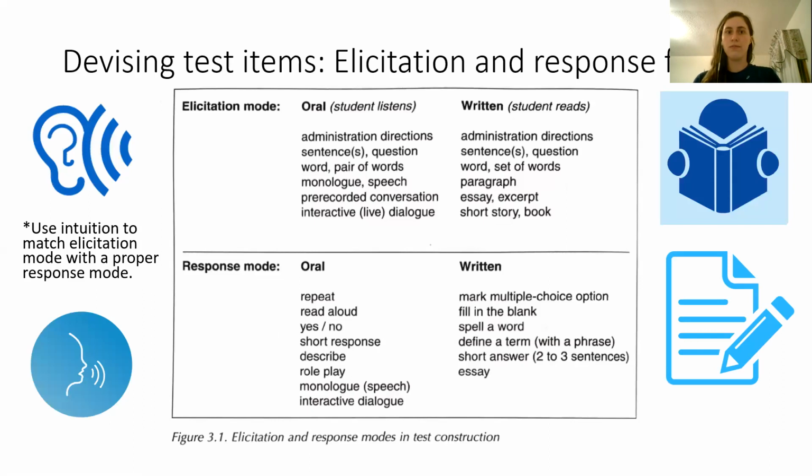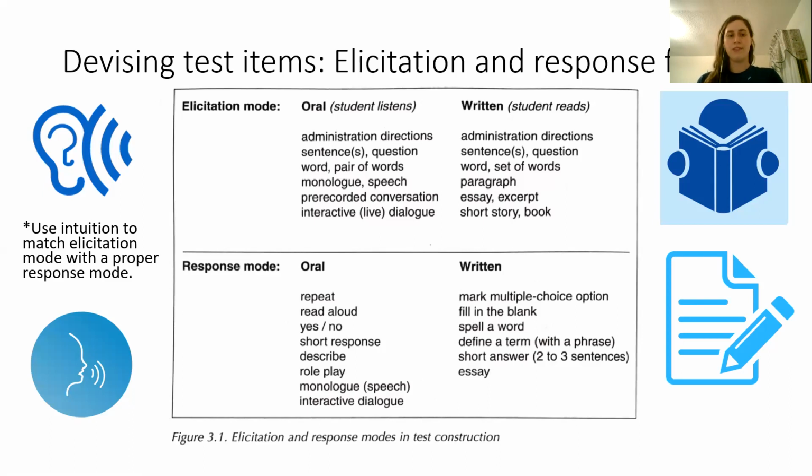All right, so for the elicitation mode, it can be either oral, where the student listens, or written, where the student reads. And you can have pre-recorded conversations, or they can read an excerpt from a story. And then these can have either an oral or a written response. And it's important to note that if the elicitation mode is oral, it doesn't have to be an oral response mode. It can be either oral or written, and the same thing for a written elicitation mode.